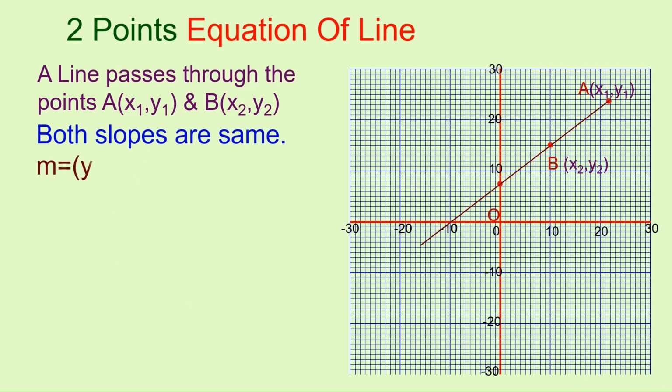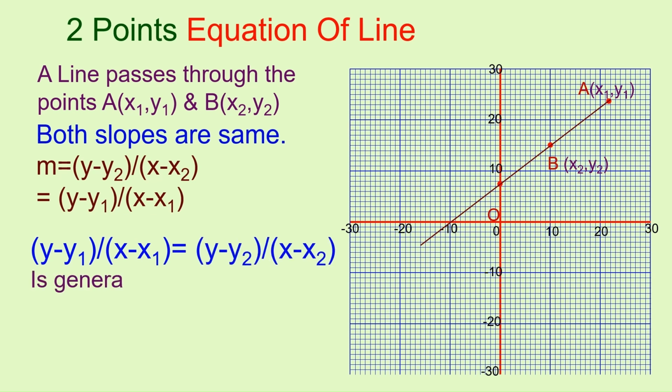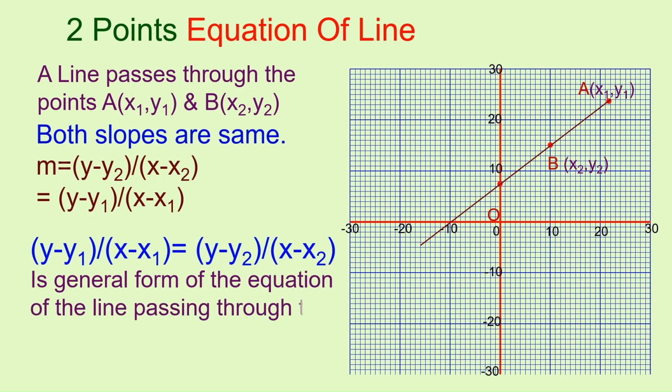Both slopes are the same. m equals (y minus y2) divided by (x minus x2) equals (y minus y1) divided by (x minus x1). So (y minus y1) divided by (x minus x1) equals (y minus y2) divided by (x minus x2). This is the general form of the equation of the line passing through two points (x1, y1) and (x2, y2).